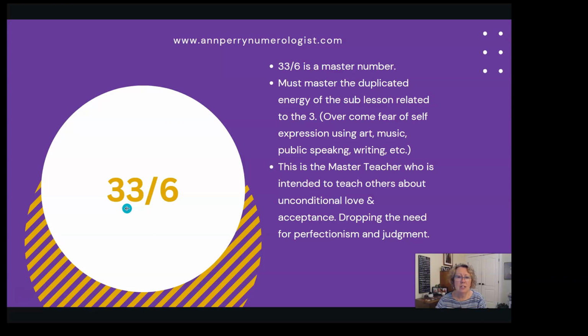This is the master teacher. It's a difficult life path number. You might check out my video on the 33-6. I do have one created. It's the master teacher who's intended to teach others about unconditional love and acceptance. They're meant to use their words. They're meant to express themselves in ways to teach others to accept everybody for who they really are. Drop the need for judgment. Drop the need for perfectionism. So you can see that all of the ways that I've shown you here to be a 6 are quite different. So it's important that you understand what kind of a 6 life path number you are.